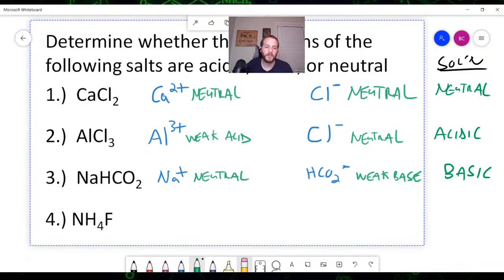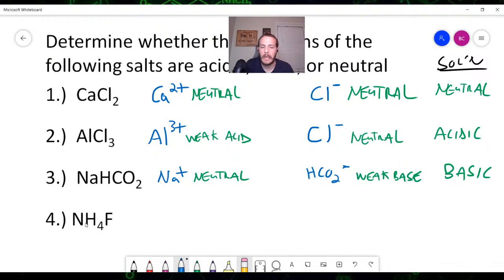All right. So the last one is this NH4F. That's ammonium fluoride, right? So what is our cation going to be? It's going to be NH4+, and our anion, that's going to be F-. So NH4+, is that a counterion of a strong base? No. Is that a small, highly charged metal? No. Well, that looks a lot to me like it's the conjugate acid of a weak base. So since it's the conjugate acid of a weak base, this cation is going to be weakly acidic. So this NH4+ behaves as a weak acid.